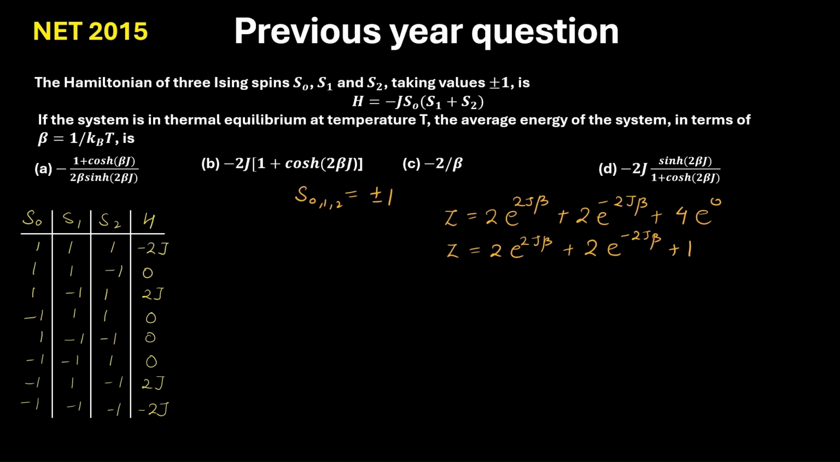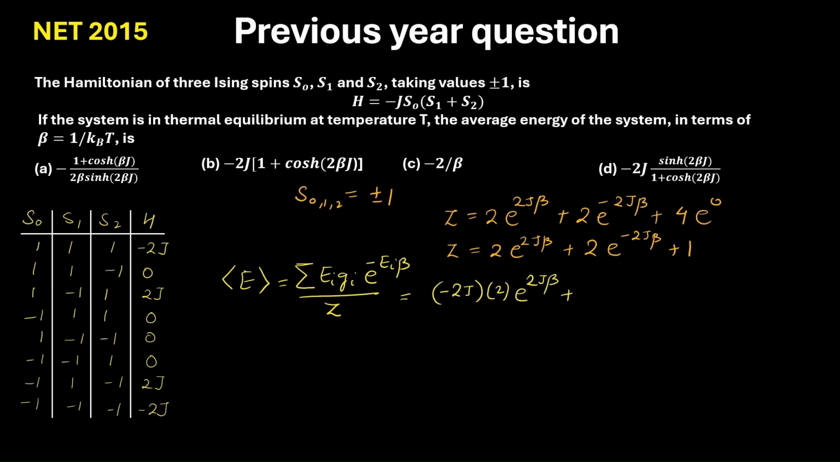Now we are asked the average energy. The average energy will be equal to the summation of Ei gi e to the power minus Ei beta divided by the partition function. So if we substitute this, let's start from minus 2J. So minus 2J is the energy. It has a degeneracy of 2. So it will be e to the power 2J beta.